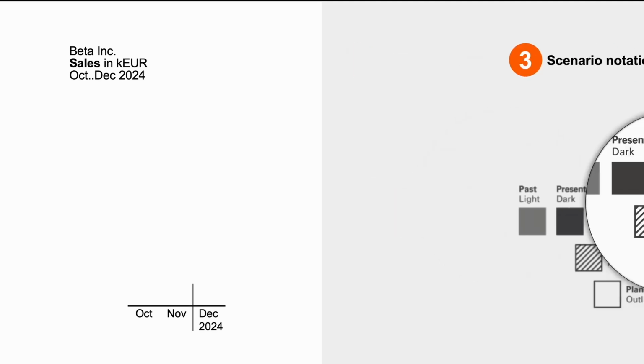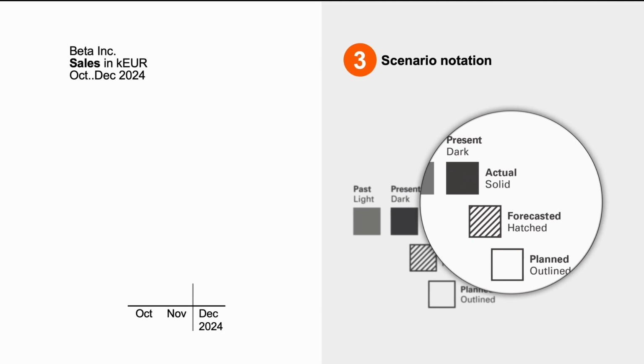Rule 3. Actual data, planned data, expected data, like forecast, and previous periods, like prior year, referred to as scenarios, are represented differently but always in the same format. Actual data, solid. Planned data, outlined. Forecast, hatched. Prior year, lighter shade of solid.